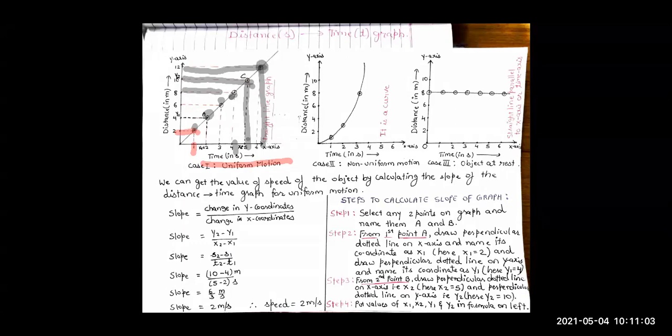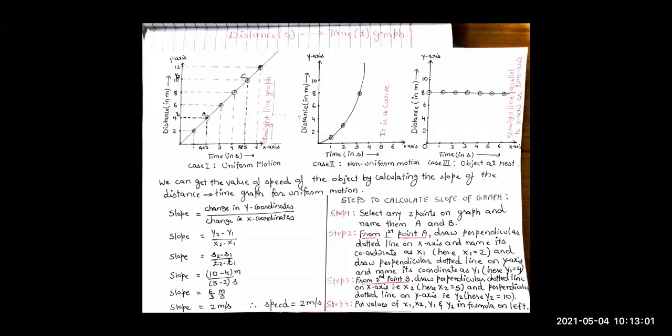So if you join all these points, then you are getting a straight line that is passing through the origin, right? If you see this graph, in every 1 second, the object is covering an equal distance of 2 meters. So this straight line graph, for distance versus time, is a graph for uniform motion, as an equal distance of 2 meters is covered in every 1 second.